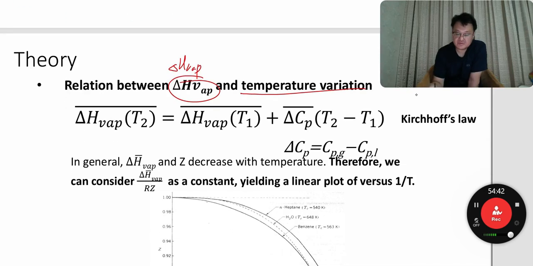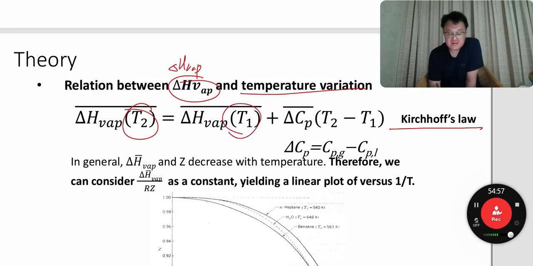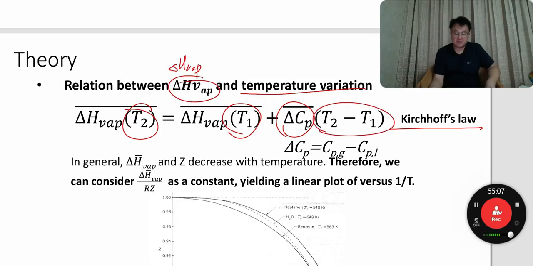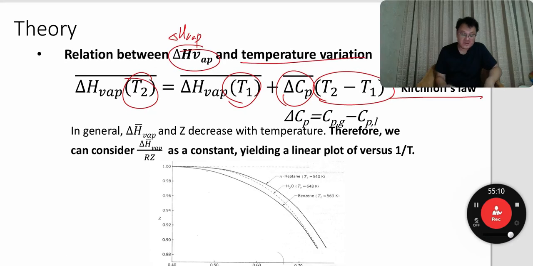So according to something called Kirchhoff's law, delta H VAP at a temperature of T2 equals delta H VAP at a temperature of T1 plus delta Cp, this is the constant pressure heat capacity. We already learned about that in the first experiment. Times T2 minus T1, okay.